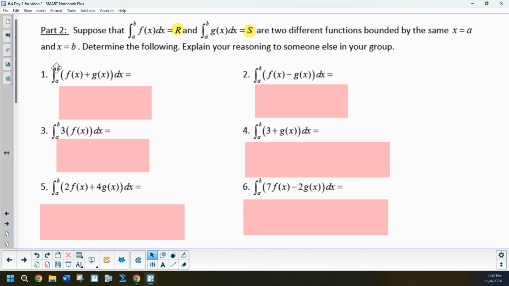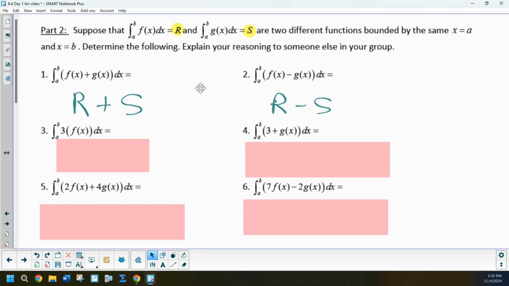Okay, so here you're going from A to B of f plus g. That should be pretty obvious that that's going to be r plus s. And the same thing here. You've got from A to B of f minus g. So that should be pretty obvious that it's going to be r minus s. And then this is that multiplication rule. So you've got 3 here multiplied by the f of x function. You could pull that out front if it's easier for you to understand. But either way, the answer is going to be 3 times the answer for from A to B of f of x, so this r part here.